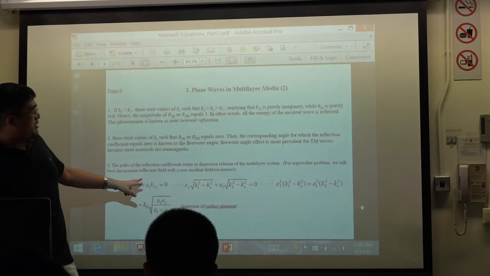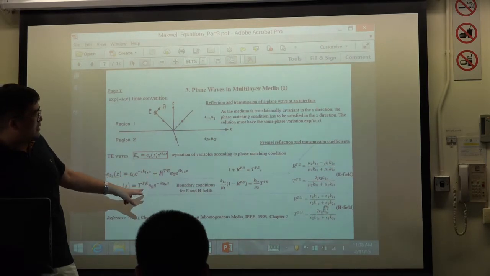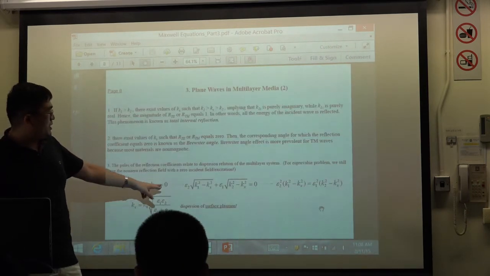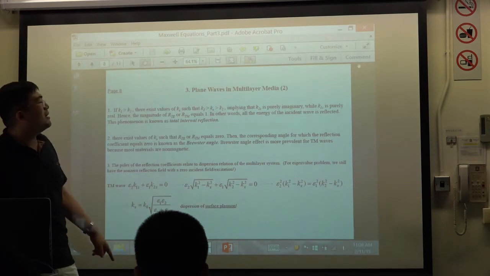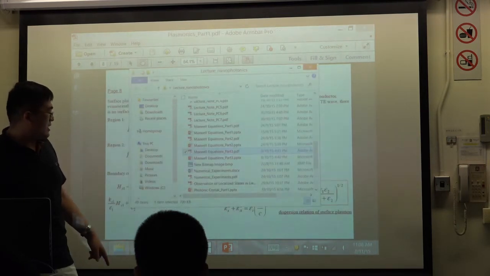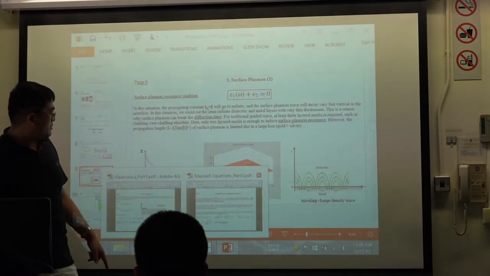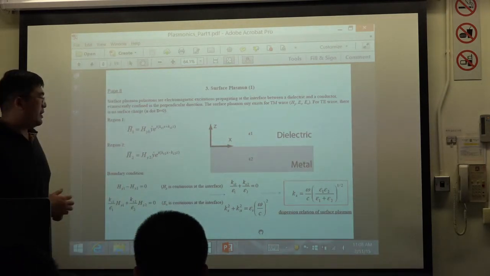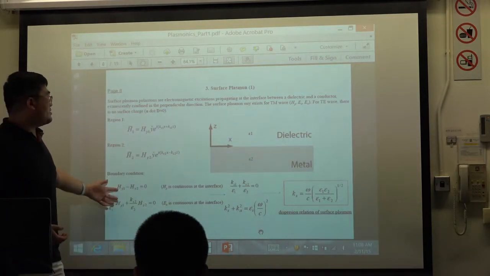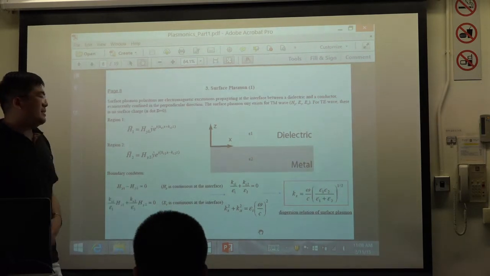You can say this is the reflection coefficient. Make the pole go to 0 and do some simplification, and you can also get this dispersion of the surface plasmon. So it's easy to get. I just jumped ahead, and it's the same result. So the basic idea is just the tangential continuity of the H field and E field, and you can get this dispersion relation.